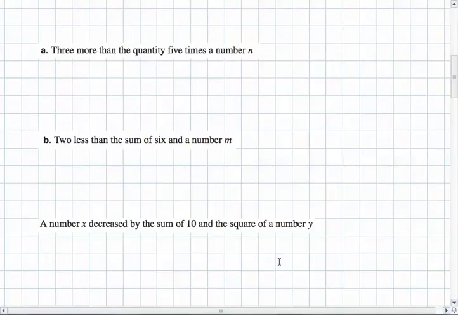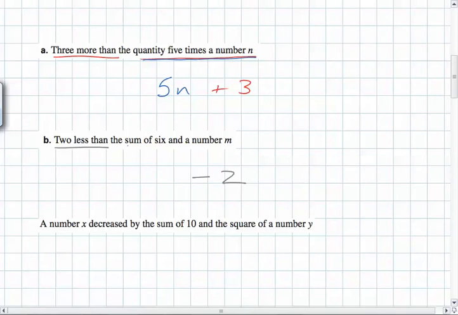So let's write out these verbal expressions as algebraic expressions. We're looking at 3 more than, so it means we're going to add 3 to something, the quantity 5 times a number n. So the quantity 5 times a number n is going to be 5 times a number n, and you're making it 3 more than that, so it's going to be 5n plus 3. 2 less than, so you're going to subtract 2 from the sum, so addition, the sum of 6 and a number m. So the sum of 6 and a number m is going to be 6 plus m.